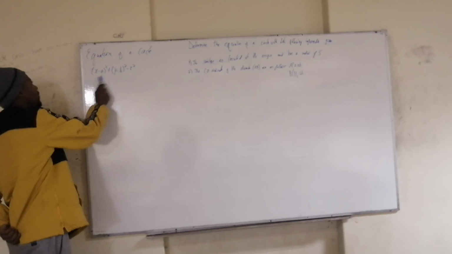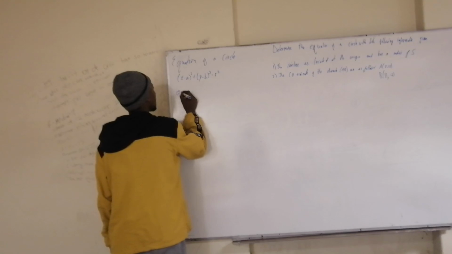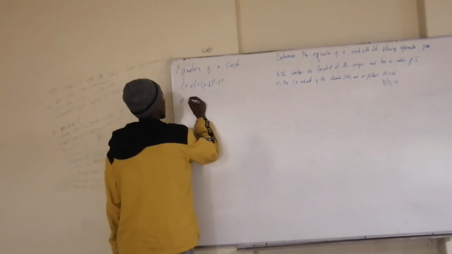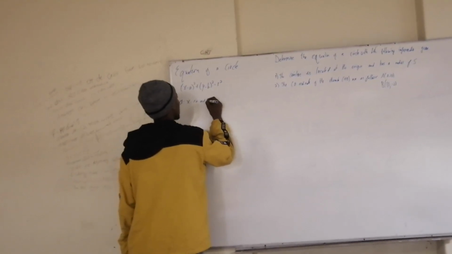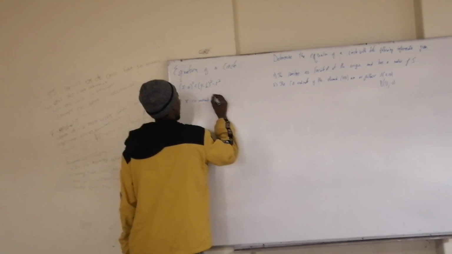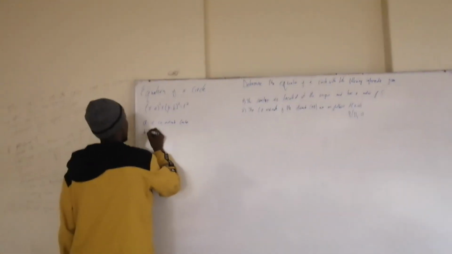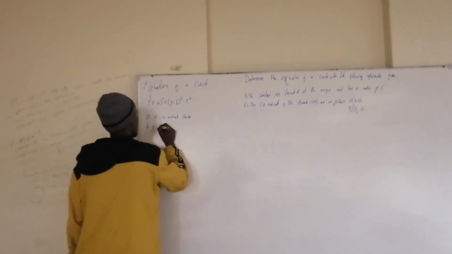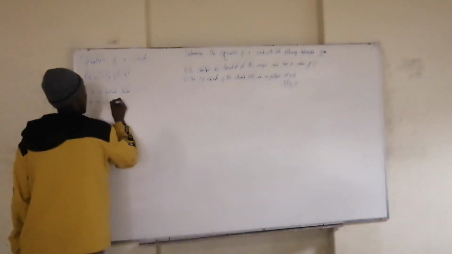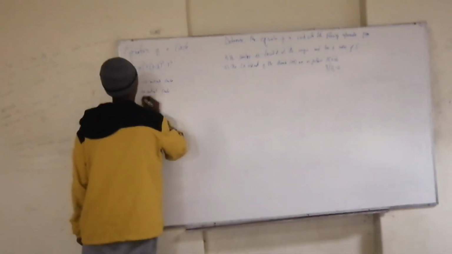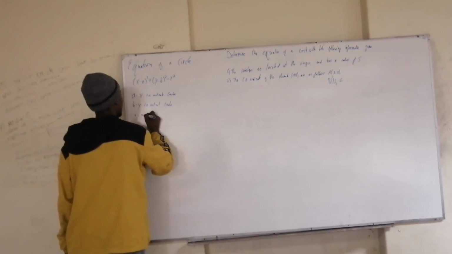This is the basic format of the equation of a circle, where A represents the x coordinate of the center, and B represents the y coordinate of the center, and R represents the radius.